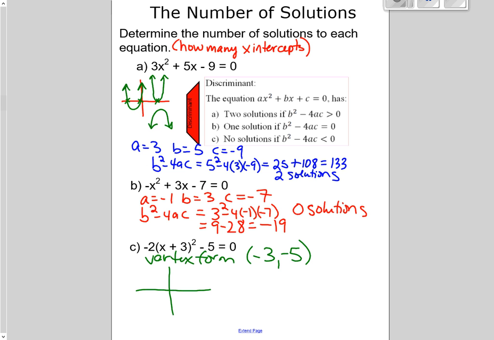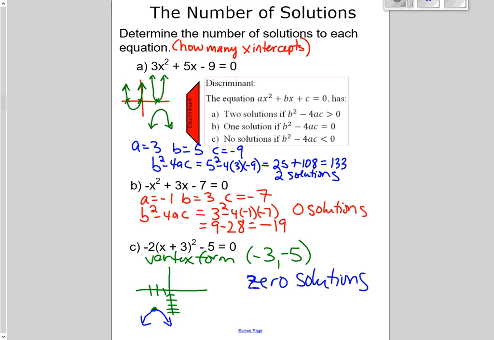So my vertex is at negative 3, negative 5, which is like down here. And then I can tell from the negative sign out front, that negative 2, that this is a parabola that opens down. And so if I just do a quick little drawing of this, I can see this is a parabola that opens down below the x-axis, which means it's never going to cross the x-axis. So once again, this has 0 solutions. Okay, 0 solutions.